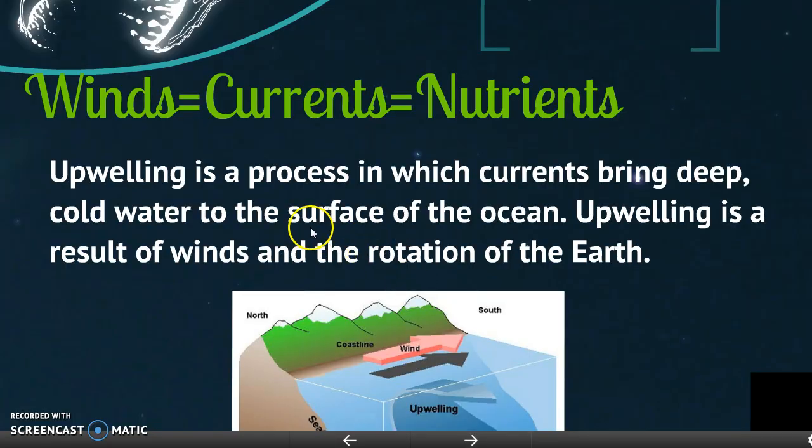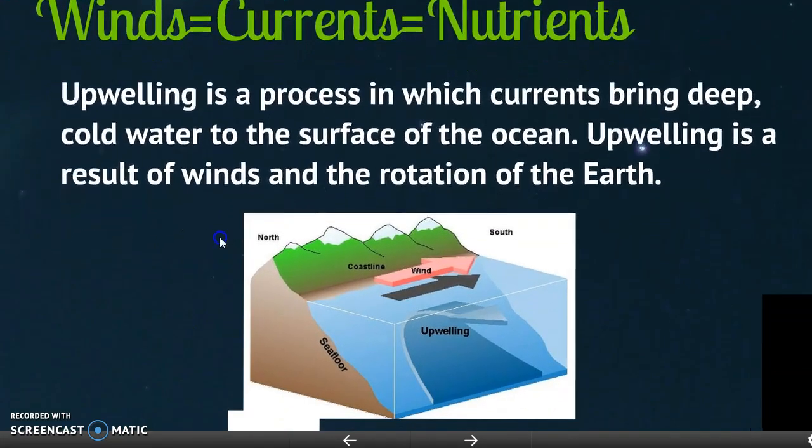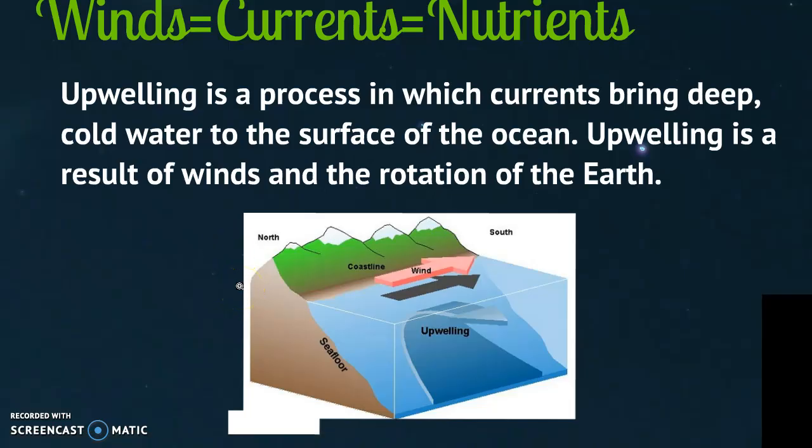Well, like it says here, it's a process in which currents bring deep cold water to the surface of the ocean. So it's moving up. And it happens every year in about the same place. Now the question is, why is that important?